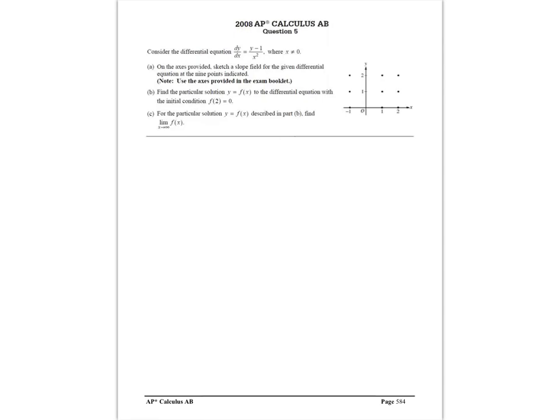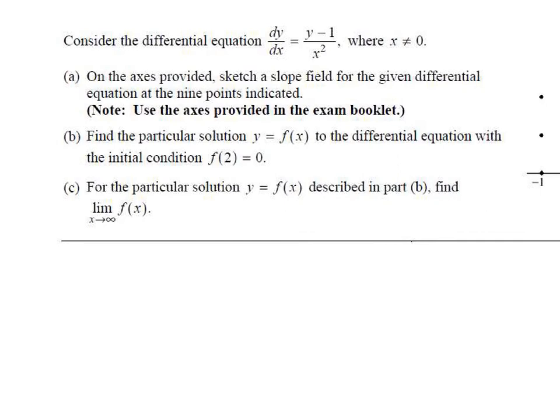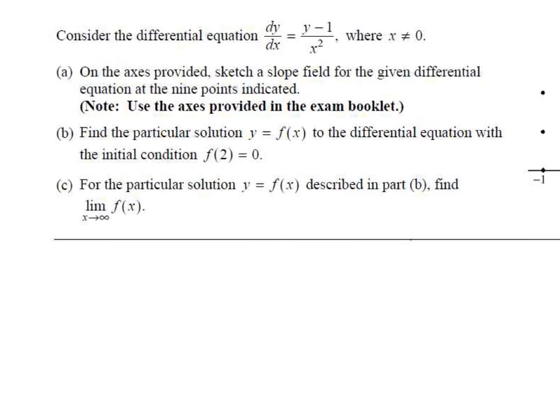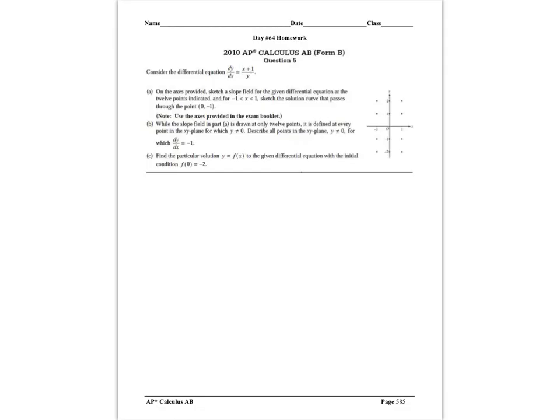There's another AP problem. This one says do this slope field, find the solution, and there's an initial condition. Then it says do a limit of some sort. That's kind of interesting, why they're adding that to it. That'll be fun. That's probably 3, 3, and 3. I gave you another one. These are all released slope field problems.